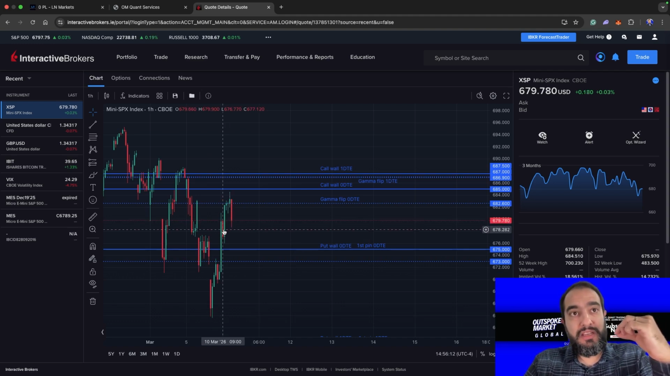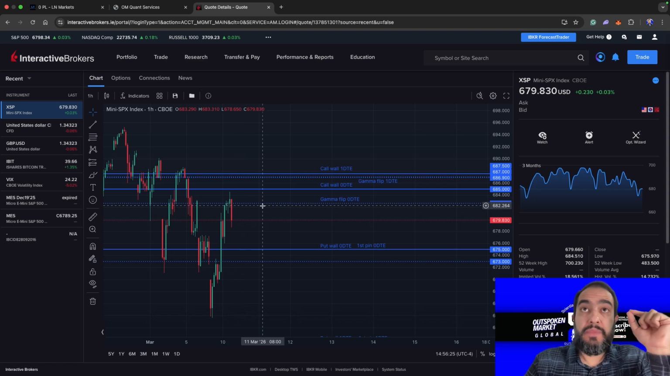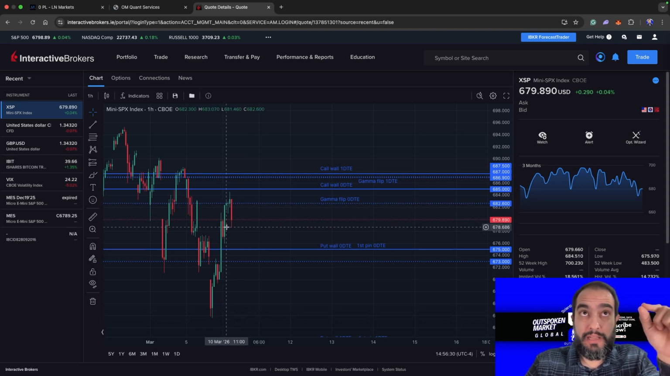And even today, when we got the opening in this red bar over here, we got that major move, and then you see that we have a rapid acceleration towards a direction. And that direction in this case was the gamma flip. So you see the movements, they are way larger.